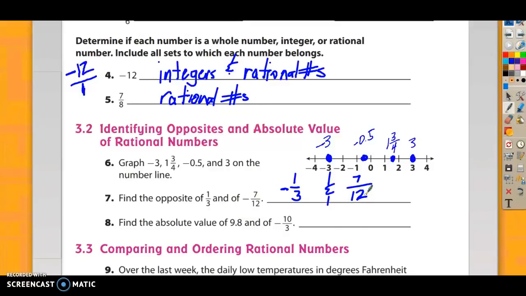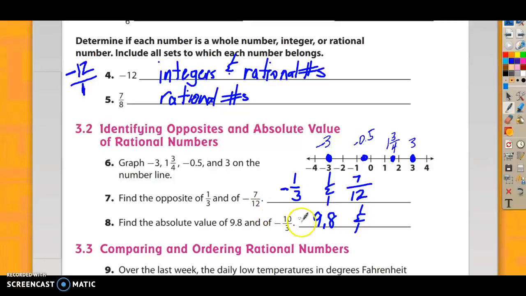All right, and number 8, find the absolute value of these two numbers. Absolute value means distance from 0. That's what absolute value means. How far away is this from 0? It's 9.8 spaces. The absolute value of all positive numbers is that number.